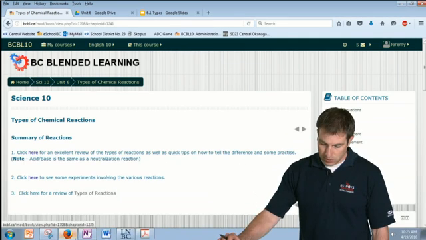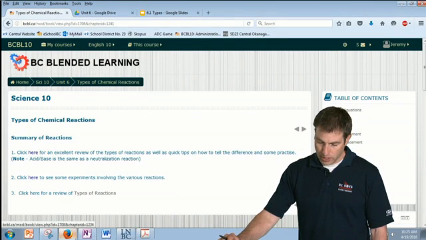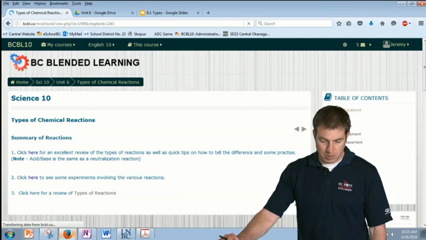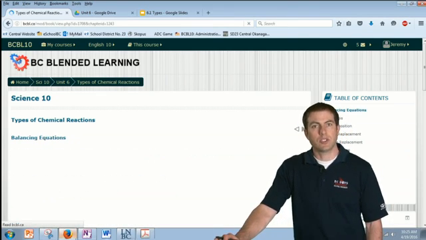Maybe it's not in here. Why did I think it was in here? Excellent review of the types of reactions. No, no, no. All right. Maybe it's at the top. Anyways, there's a chart. I'll find it.